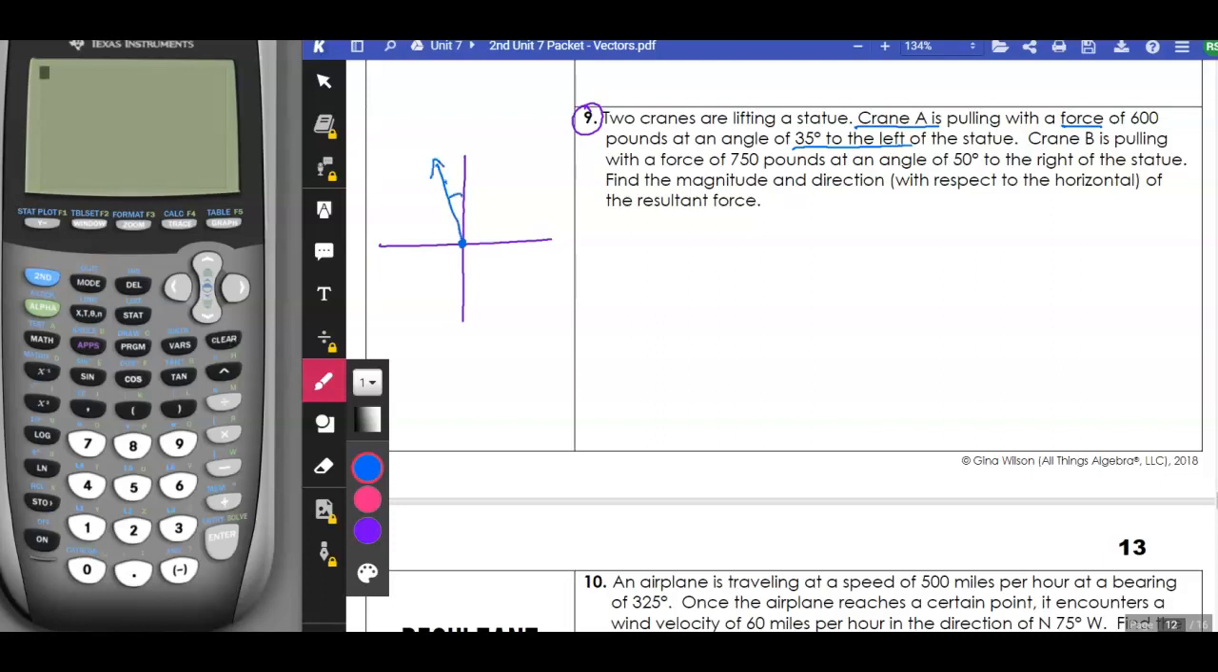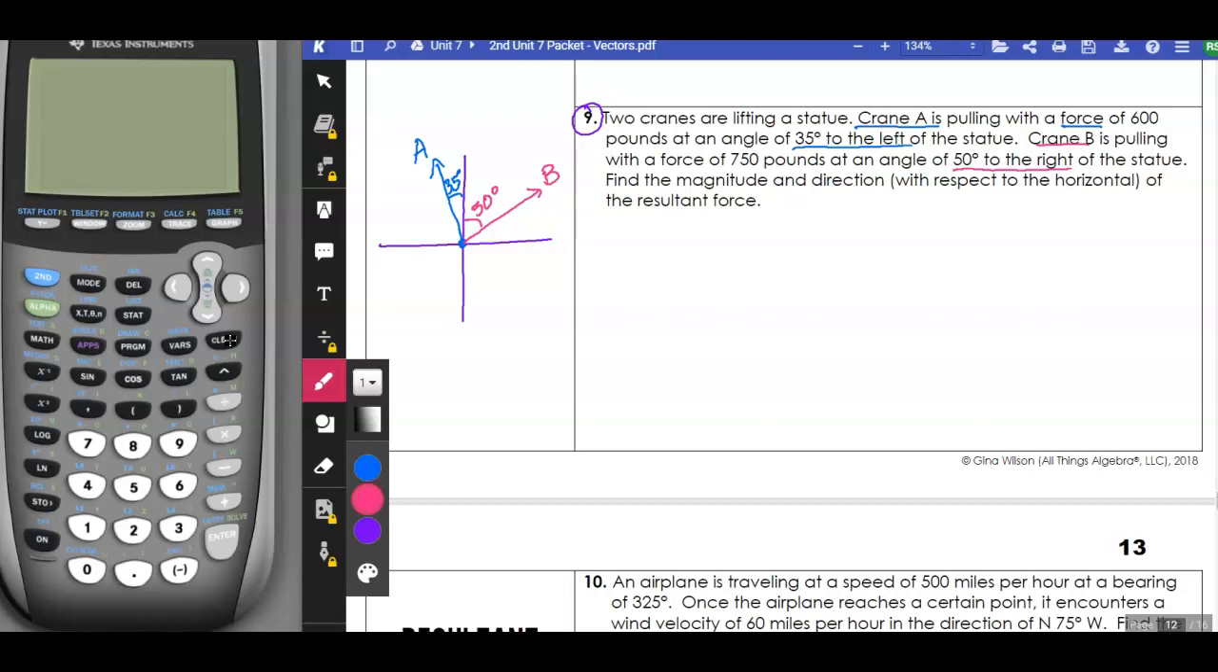So this right here is 35 degrees. And this is crane A. Crane B, however, is pulling 50 degrees to the right. Where should crane B's vector be? Yeah, quadrant 1. The right of our statue is here.